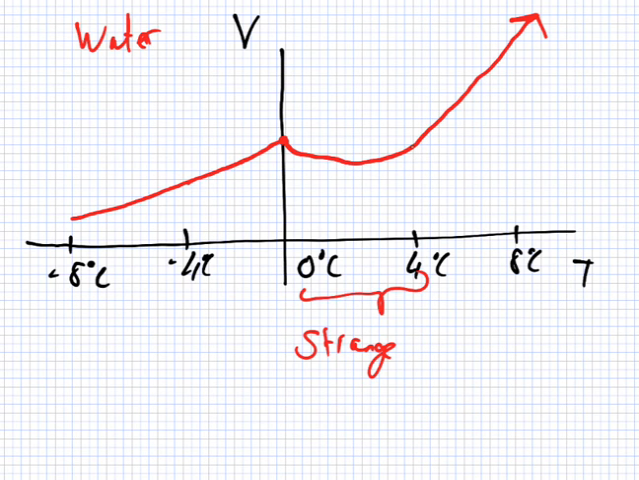I'll have to get you a graph on Google later or something, but the key thing is here it's increasing, and then here it's decreasing, and then once it goes past 4 it goes back to increasing.